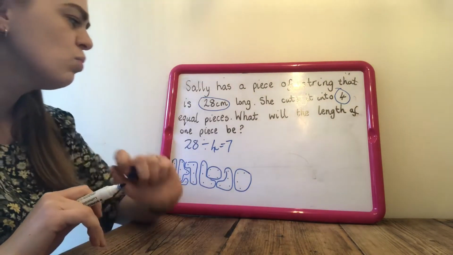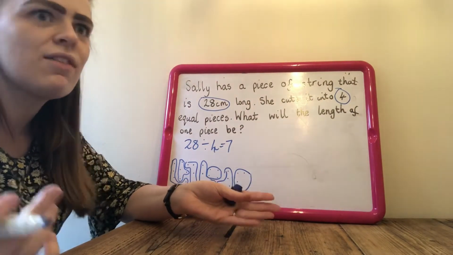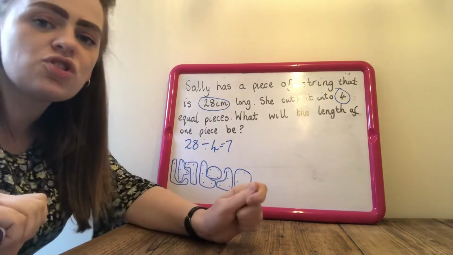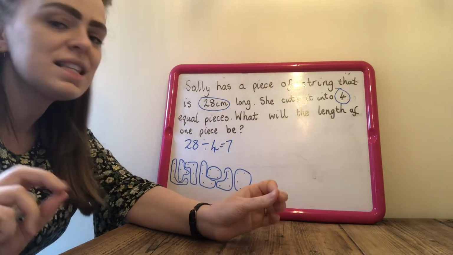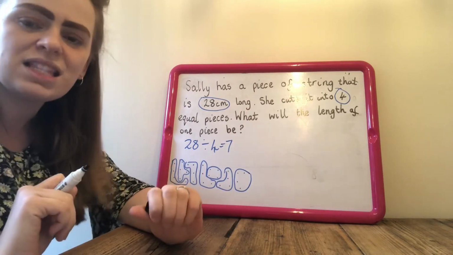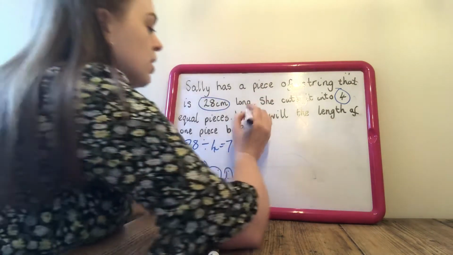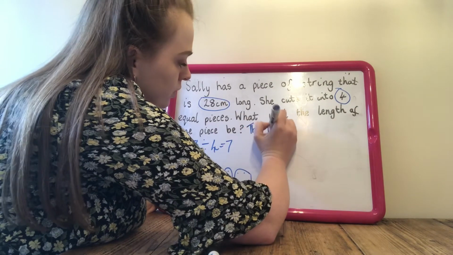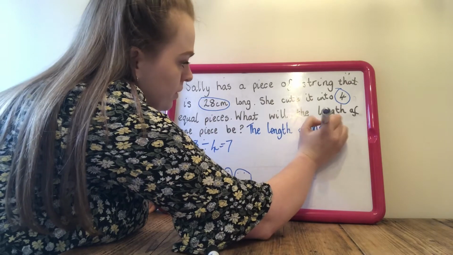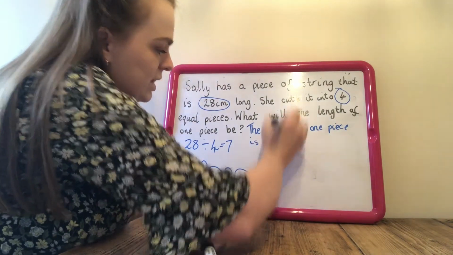But the question was, what will the length of one piece be? So is it 7 carrots? Is it 7 tomatoes? No, it's going to be 7 centimetres. Sally had a piece of string that was 28 centimetres long, and now that we've cut it into equal pieces, one piece will be 7 centimetres long. So I'm going to answer the question. I'll use my blue pen so it stands out. The length of one piece is 7 centimetres. All right.